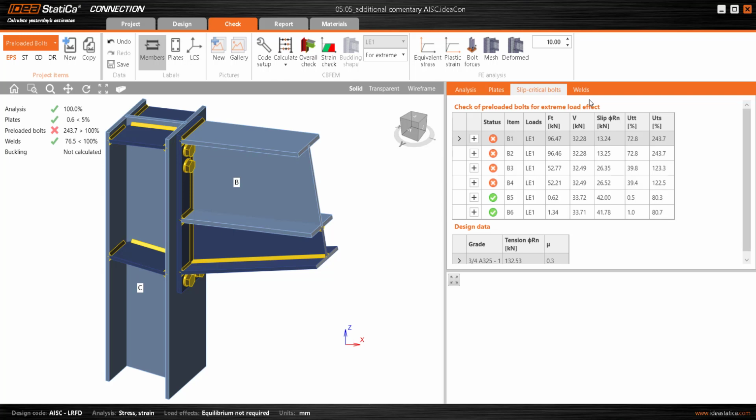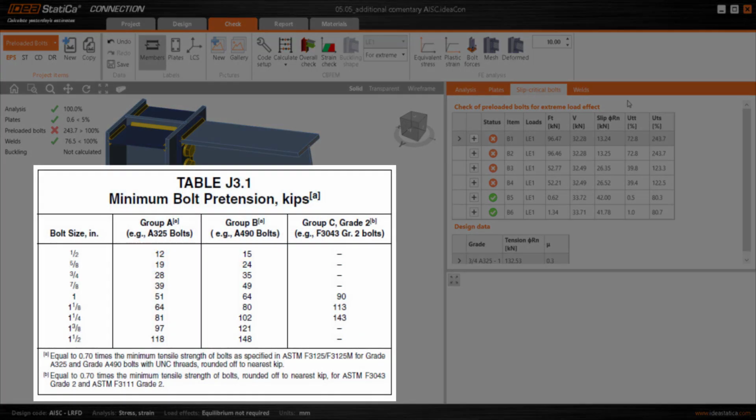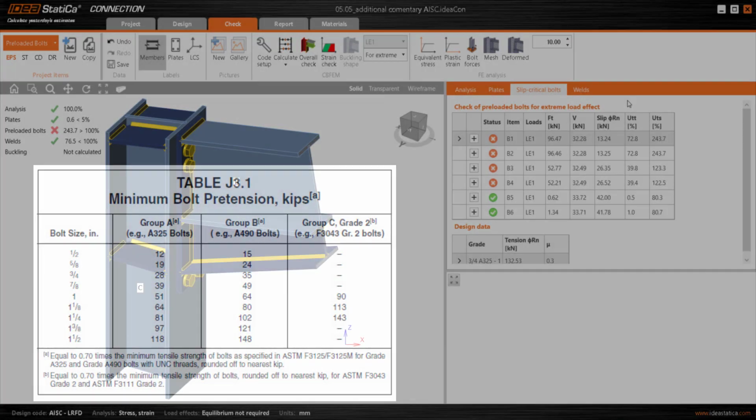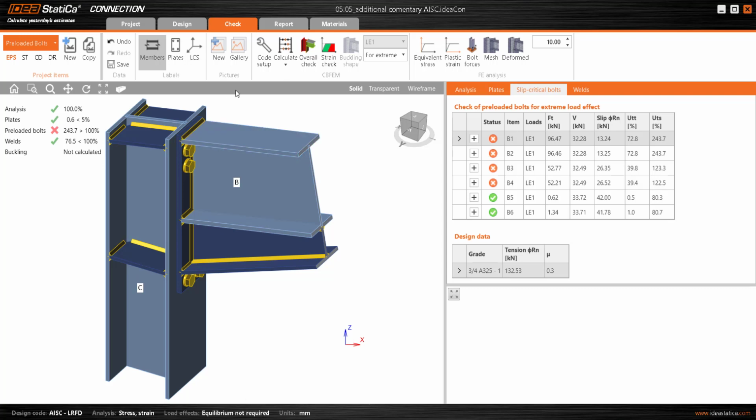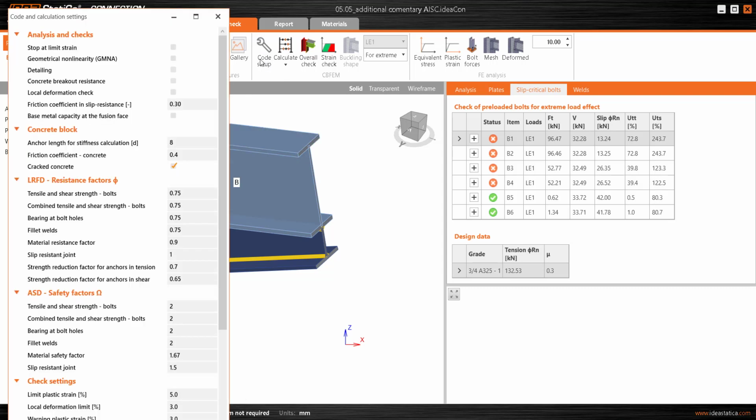This is because the American code only allows us to work with 70% of the fastener's failure resistance as the pre-tension load. We can't use different pre-tension factors. So we're just going to have the factors that are given in the tables by the standards. In the same way, we could change the slip coefficient mu depending on the surface that we have. This is done, as we saw before, in the code setup. We can change this 0.30 to another value.